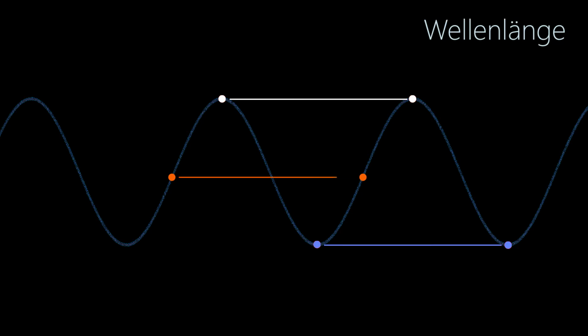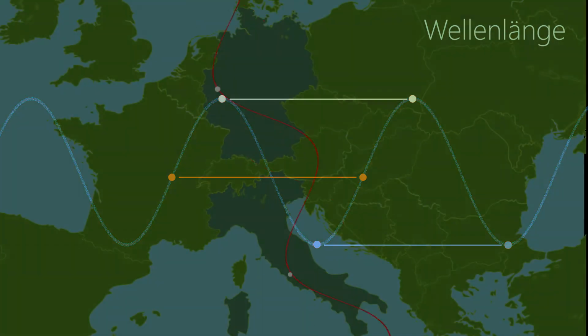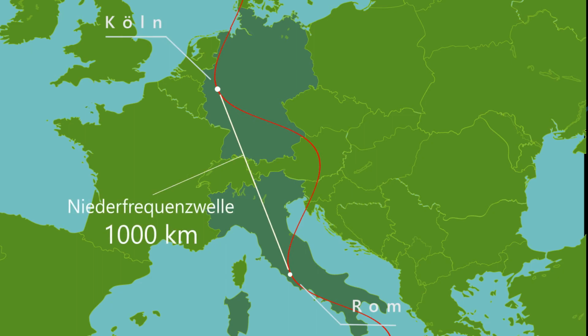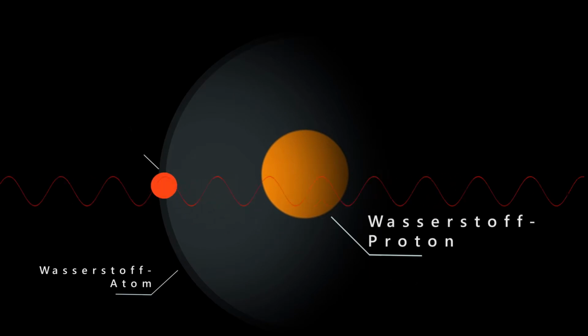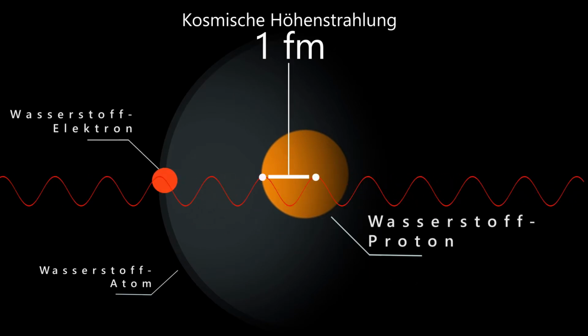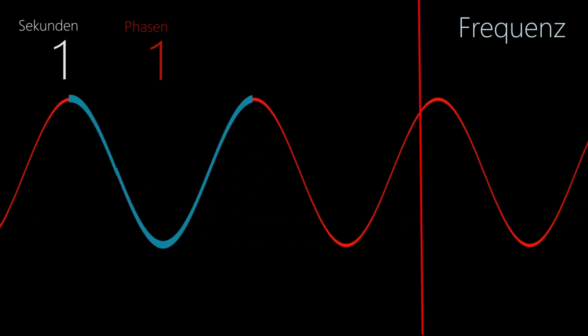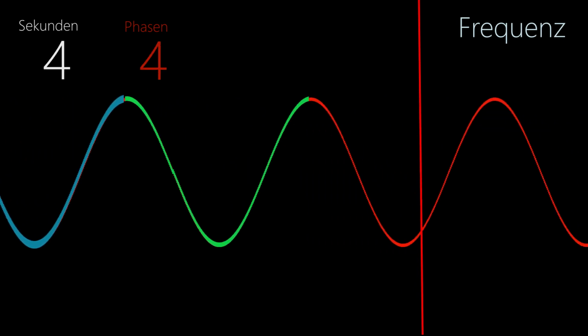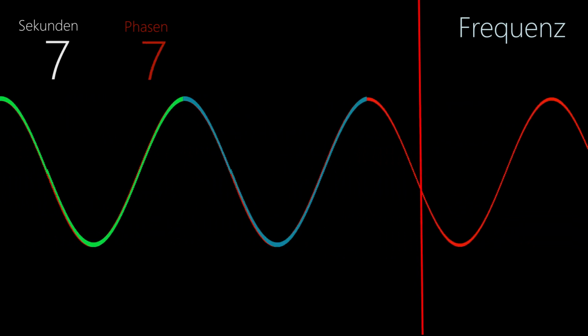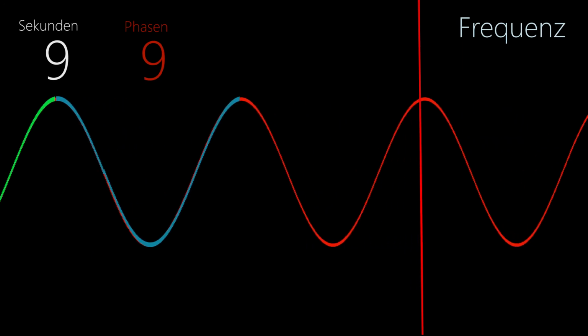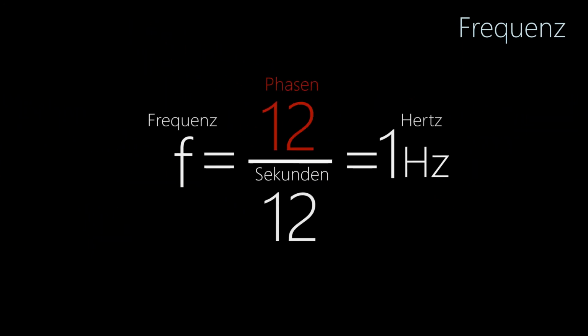The distance between the points in the same phase is the wavelength. It is measured in units of length and can range anywhere from kilometers to picometers. The frequency, in turn, shows how fast a periodic process repeats. In the case of waves, this means how often does the same phase repeat itself per time unit. The unit hertz describes this ratio as phase repetitions per second.